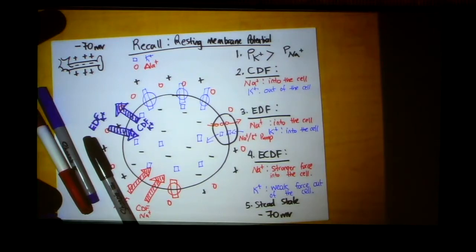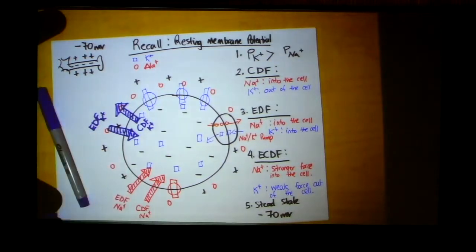That's how we get that negative 70 to stick and stay there, okay? That's how we establish the resting membrane potential. Any questions on this?